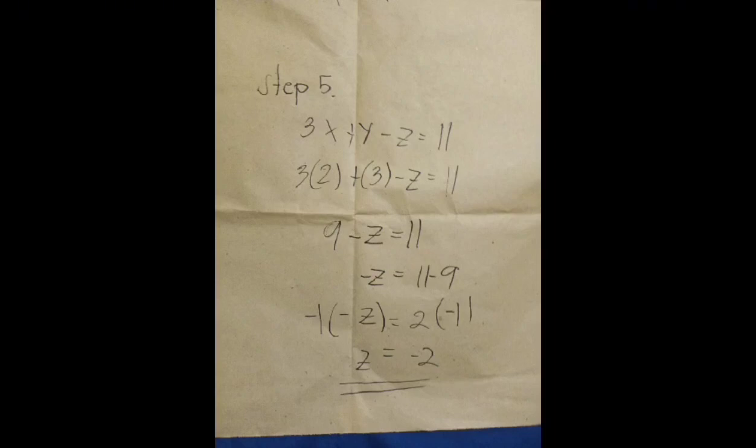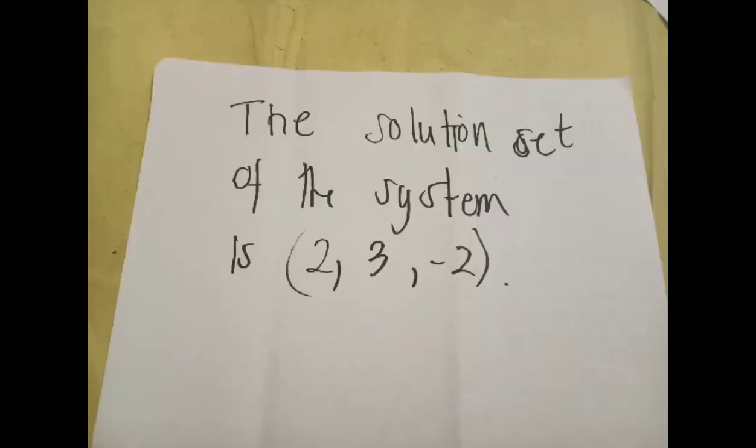Since z is napaman siya negative sign, kailangan nato siya kuhaan og sign para z na lang mabilin. So ato siyang times into negative 1, times both side by into a negative 1 para z na lang mabilin. So ang answer nato is negative 2. So therefore the solution set of the system is 2, 3, and negative 2.